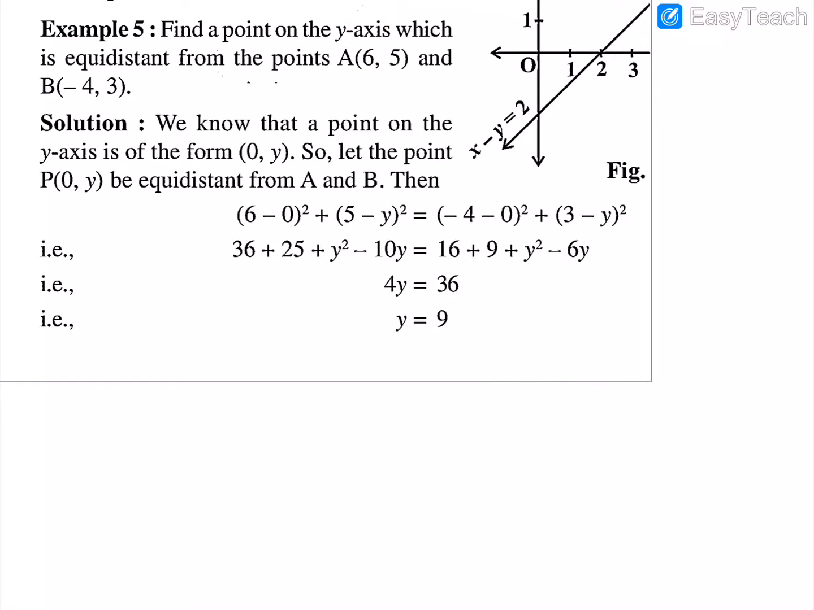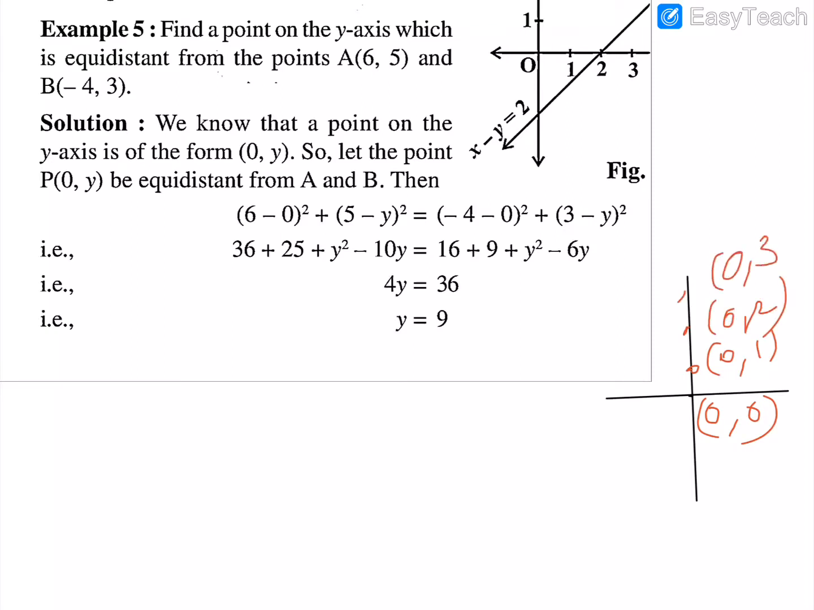So any point on the y-axis, as we have learned in the introduction in the 2 videos before, will be like (0, 1), (0, 2), (0, 3). So any point on the y-axis will be of the form (0, y). The first one will be 0, and the second will be some value. So we are taking the point P on the y-axis as (0, y).